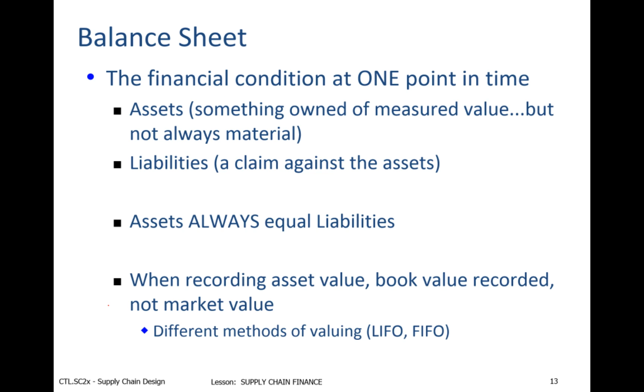Now, the balance sheet is distinct from the income statement, and it's important to recognize that it represents the financial condition of the firm at one point in time. The income statement takes into consideration the performance of the firm over a period of time. Balance sheet, one point in time. It lists the assets, which are something that is owned by the firm and has measured value. It's the liabilities, which are a claim against the assets by other parties, right? Or you could think of these as debts or obligations that the firm has to pay other people.